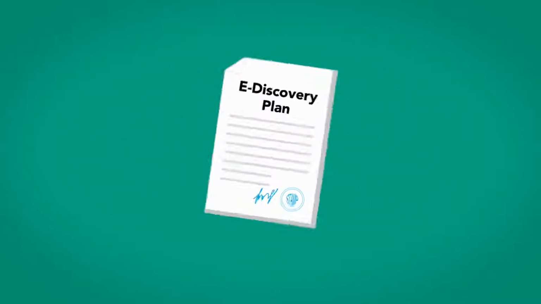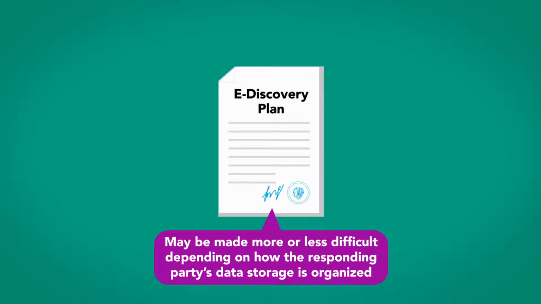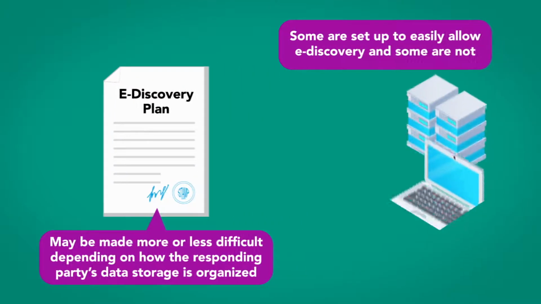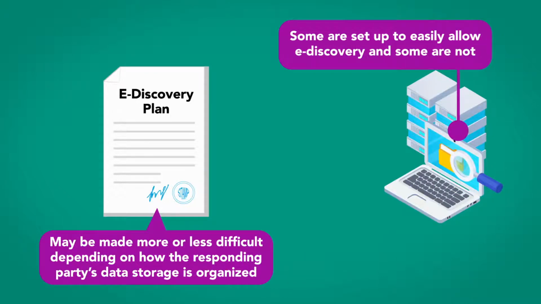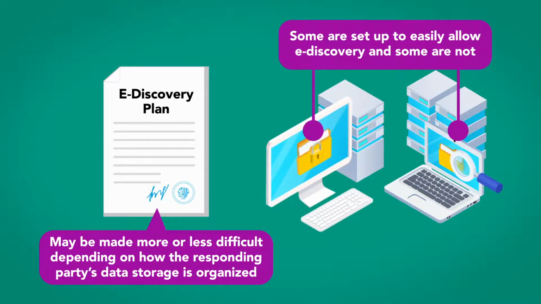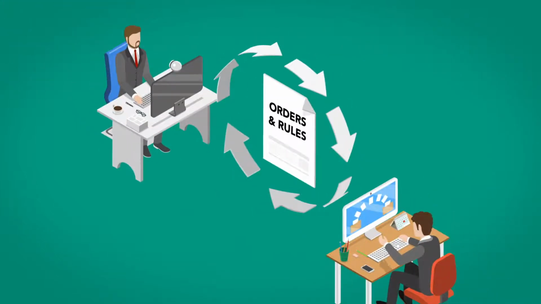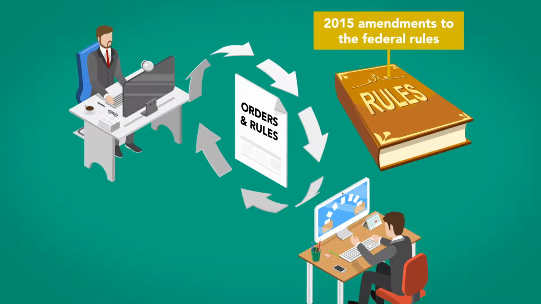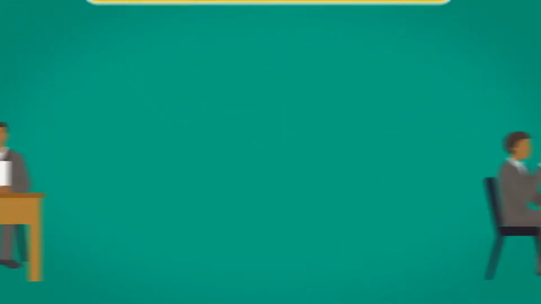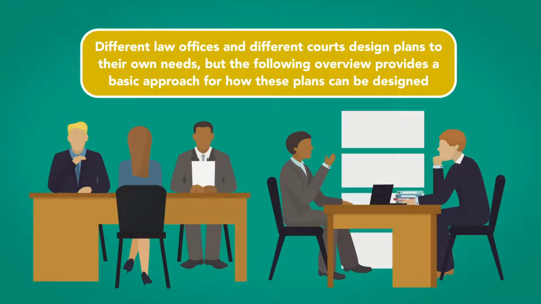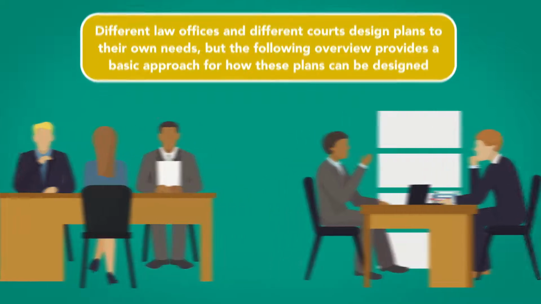The eDiscovery plan may be more or less difficult depending on how the responding party's data storage is organized. Some are set up to easily allow eDiscovery, and some are not. But all of them must respond to the same orders and rules in the same ways under the 2015 amendments to the federal rules. Different law offices and different courts design plans to their own needs, but the following overview provides a basic approach for how these plans can be designed.